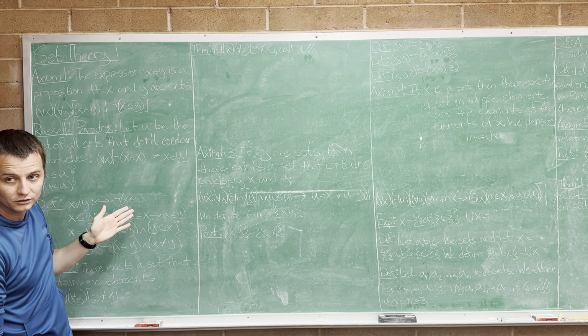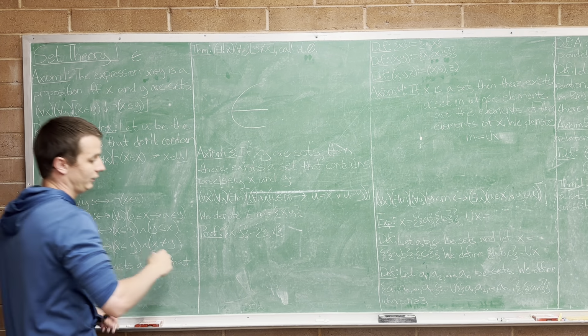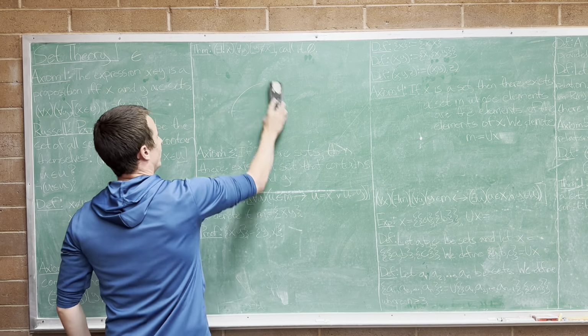This is one of our primitives. We will not define this symbol. So primitives, this symbol is one of our primitives. By the way, that's a Greek letter epsilon. I'll draw it kind of big there once for you to see it. That's what it looks like.